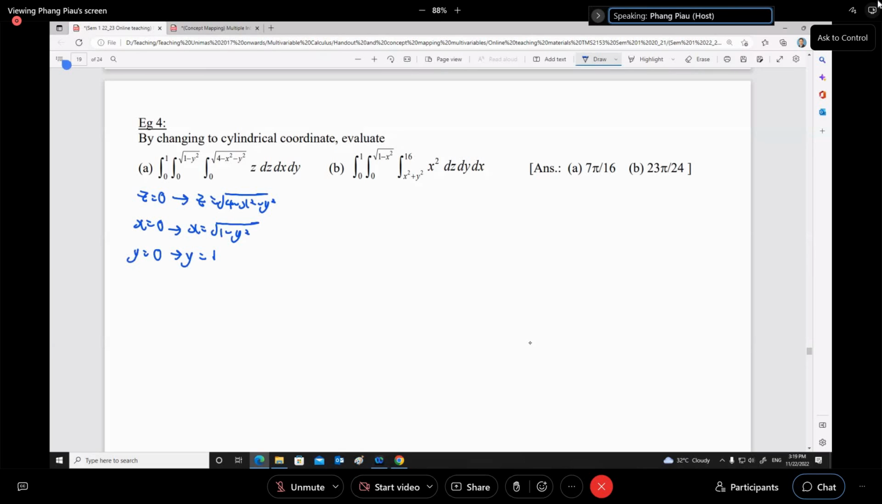From the first one, you should know that this is an upper hemisphere. From here, you should know that this is an upper hemisphere. In a way, you know that the radius is equal to 2. So you can have a solid like that. But that is not that important. The upper hemisphere is not that important.